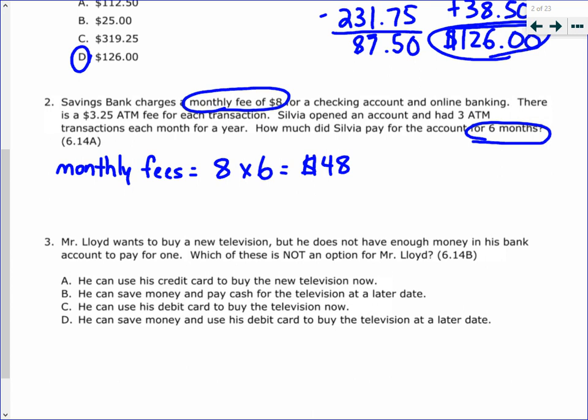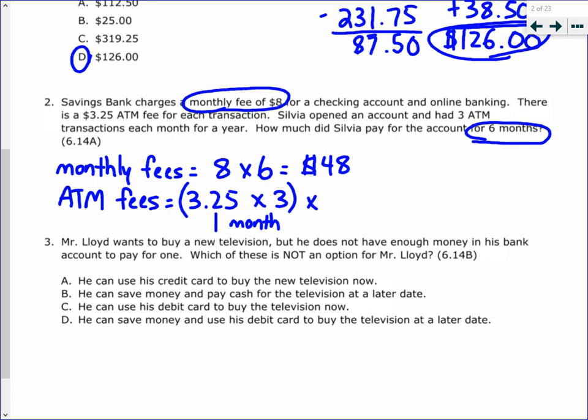Then it says she has a $3.25 ATM fee. So let's see how much the ATM fees are. $3.25 times 3. So she has 3 transactions each month. So this is for 1 month. But she has it for 6 months. So we're going to multiply $3.25 times 3, which is $9.75, times 6.